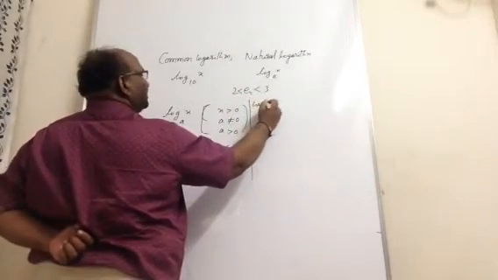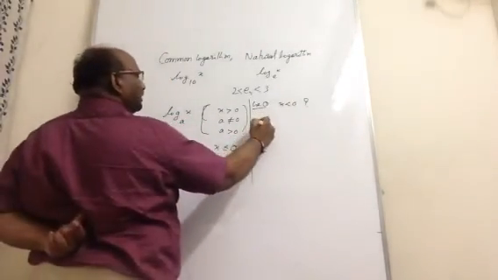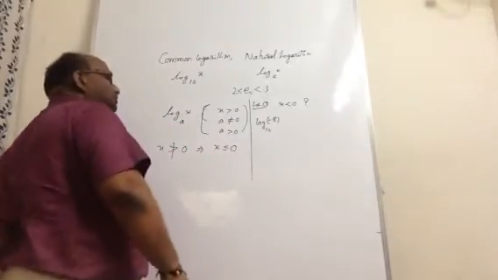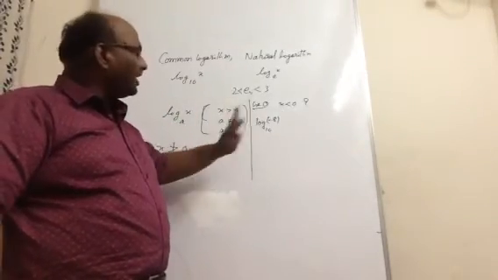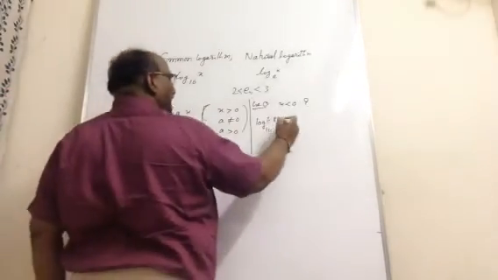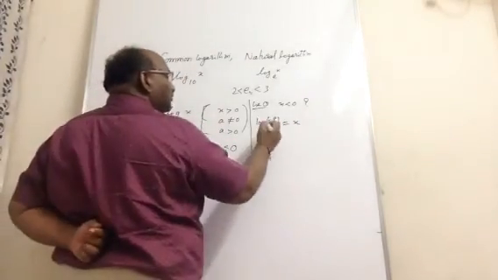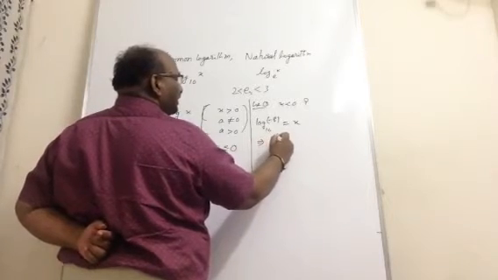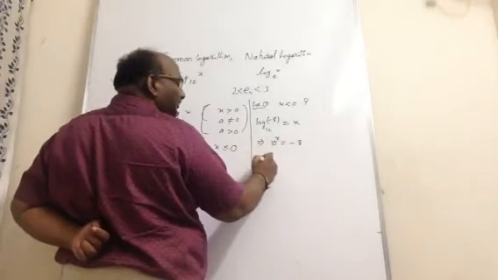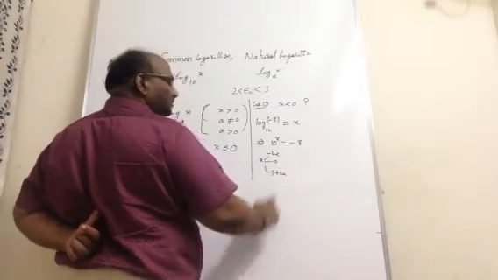Suppose case 1, x is negative, what will happen? Let us take some number, log minus 8 to some base. So, if we take a negative number, does it have any value or not? Suppose it has a value, let us say x. From the definition of logarithm, 10 power x must be minus 8. What are the possible values of x? x can be either negative or 0 or positive.